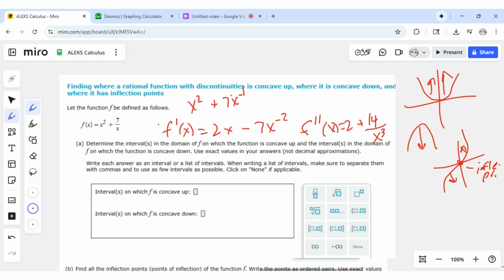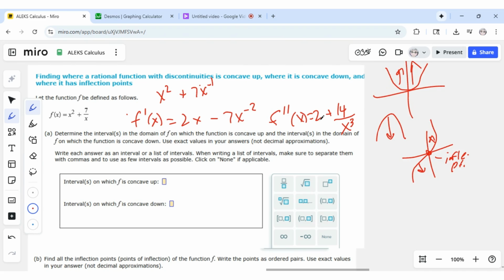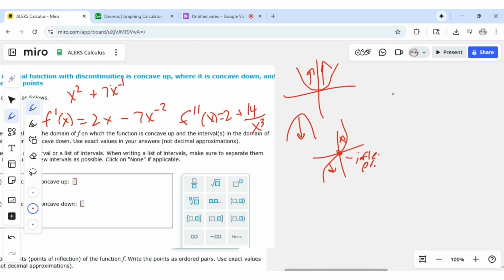Just as we looked for points where the first derivative was 0 so that we could know which regions to test, whether they were positive or negative, we're going to do the same thing here. So we're going to look for where there's an inflection point. An inflection point is where the second derivative equals 0. So how do we do that? We want 2 plus 14 over x cubed to equal 0.